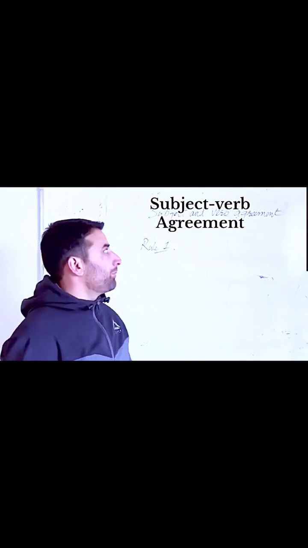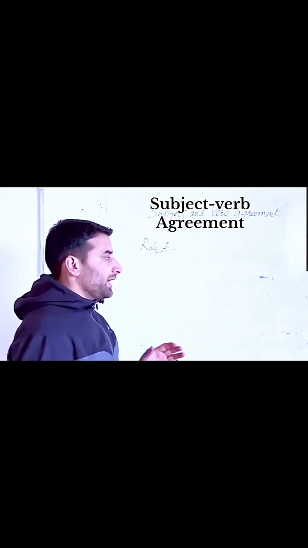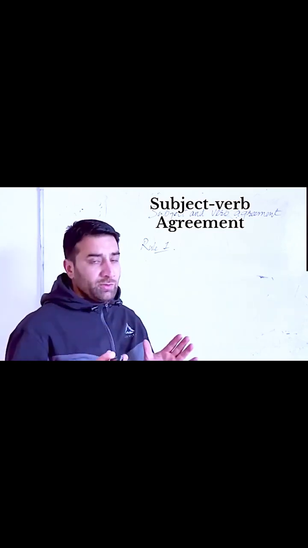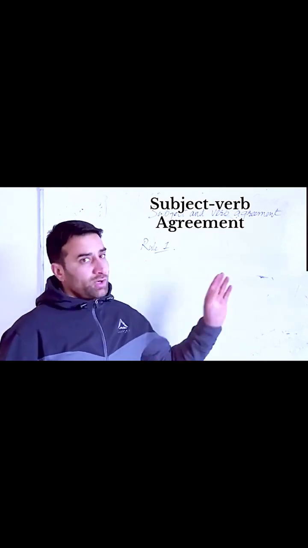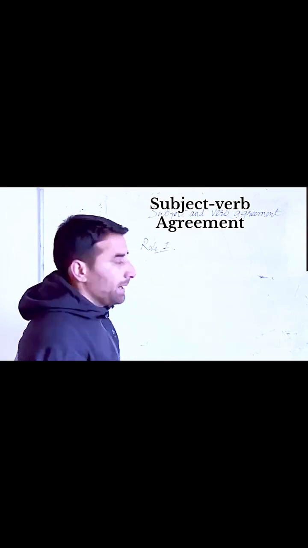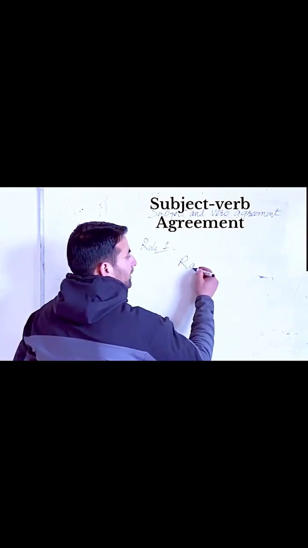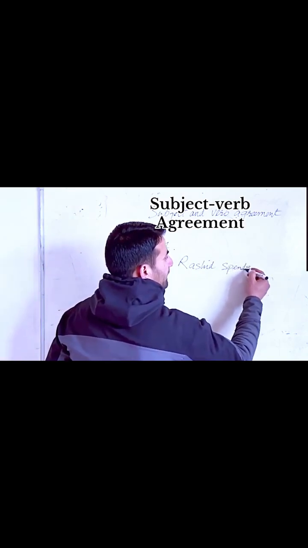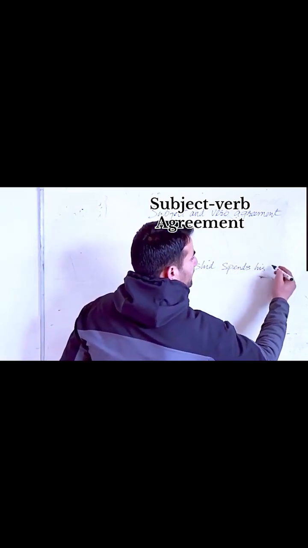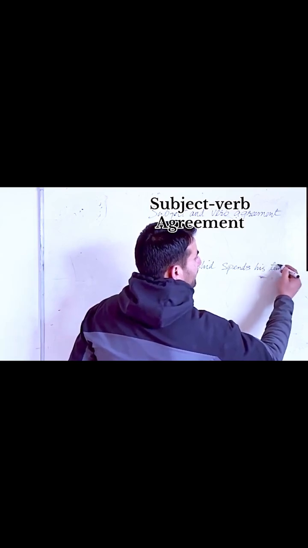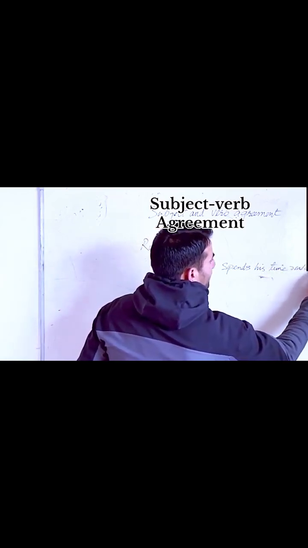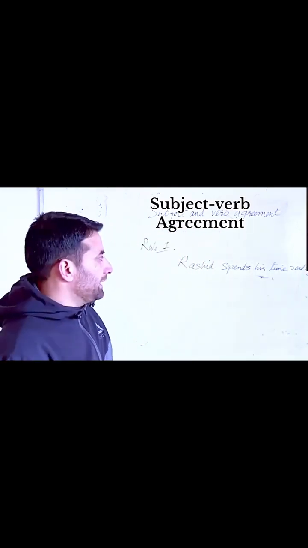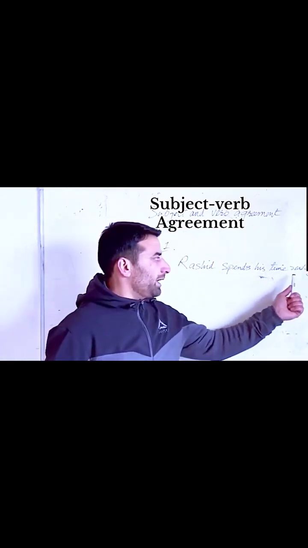The first rule of subject-verb agreement. So what is that? It is simply if the subject is singular, corresponding verb should be singular, and if the subject is plural, corresponding verb should be plural. Let us go for an example. Rashid spends his time reading a book. So I have a sentence, you can clearly see it. Rashid spends his time reading a book.